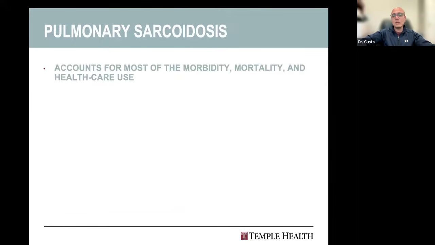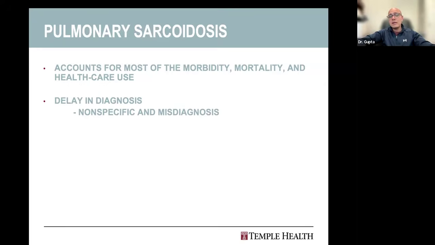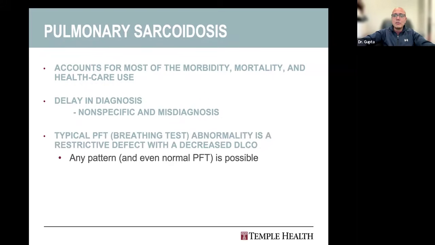So now moving on to pulmonary sarcoidosis. This is a form of sarcoidosis. As we talked about, sarcoidosis could involve multiple organs. This is the most common organ involvement of sarcoidosis, causes most of the morbidity, meaning issues with health, mortality, meaning death, and healthcare use. And there is a delay in diagnosis because many times there are non-specific features, and there is misdiagnosis of the disease. The typical breathing test pattern abnormality is a restrictive defect, with decreased DLCO. But sarcoidosis is very interesting in that any pattern, even normal PFTs, is possible in the setting of the disease and symptoms in the patient.